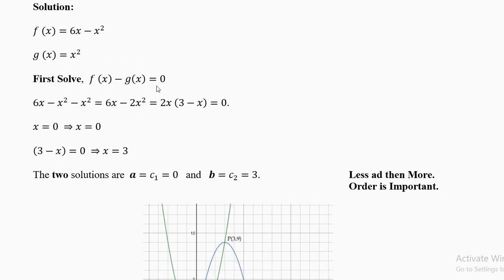First solve f minus g equal to 0, always. Now it is 6x minus x square minus x square. You'll get 6x minus 2x square, which is, take 2x common, 2x into 3 minus x equal to 0. x equal to 0 is your first solution. The second solution will come from 3 minus x equal to 0, that means x equal to 3. So your two solutions are a equal to 0 and b equal to 3.